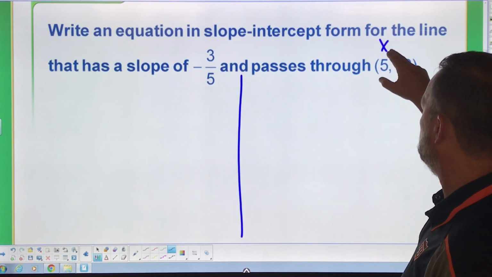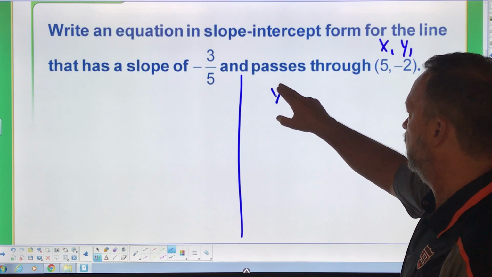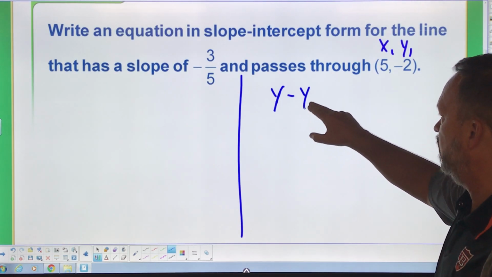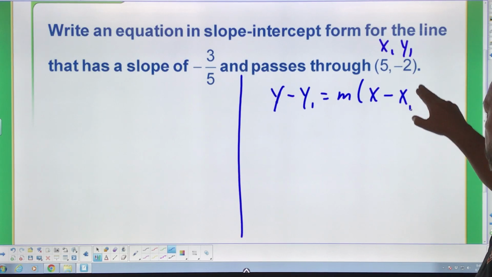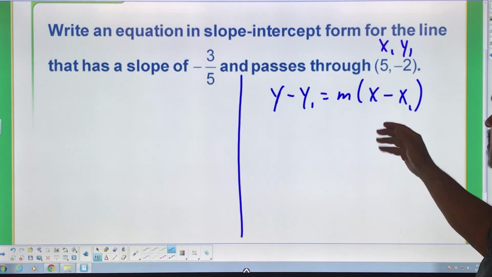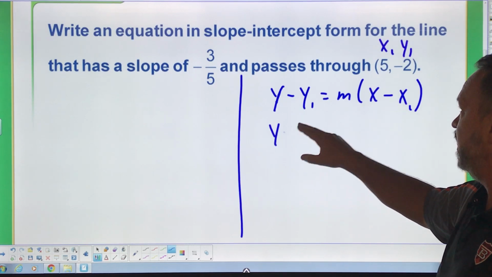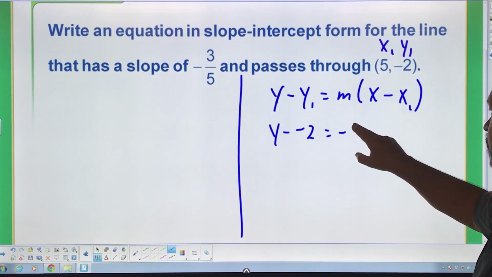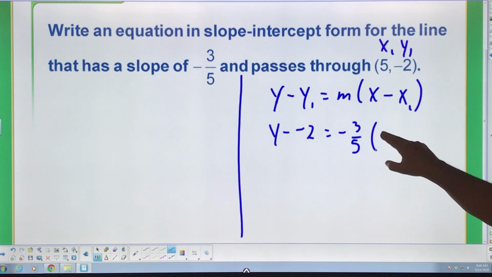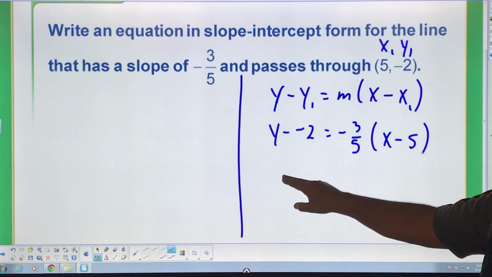So if we call this x1, y1, our formula is y minus y1 equal m times the quantity x minus x1. It's our point slope formula because that's what we've been given, a point and a slope. So my y is -2. My m is -3/5. And my x is 5. So that's y plus 2.